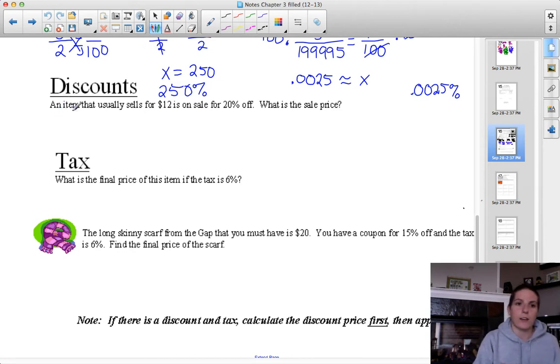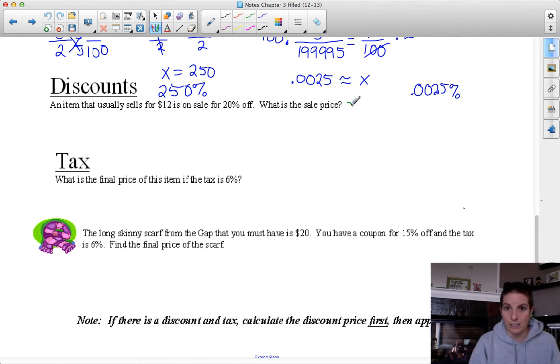So an item that usually sells for $12 is on sale for 20% off. What is the sale price? When I'm doing this problem in my head at the store, I always like to think of, okay, well, 10% of $12 would be $1.20. So I need to take off $1.20 twice because I have 20% off. So that's really taking off $2.40. So that would make this $9.60. Should be my final answer.